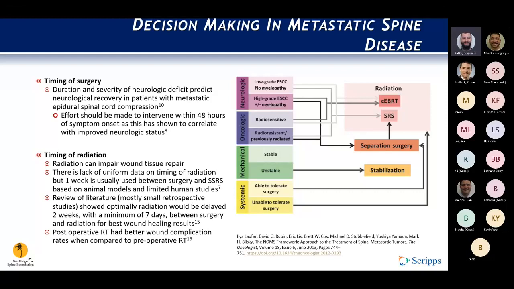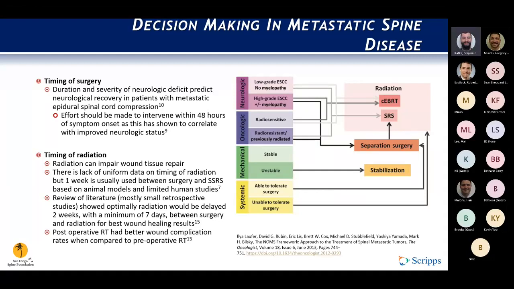So radiation can impair wound healing after surgery. And sadly, though, there is a lack of uniform reporting. In a review of animal literature and adult studies says that about 1 week for optimal wound healing. A different review of the literature said that optimally you should wait about 2 weeks with a minimum of 7 days. And it's been shown too that postoperative radiotherapy is much more tolerated than preoperative radiotherapy. So those are important things to consider.